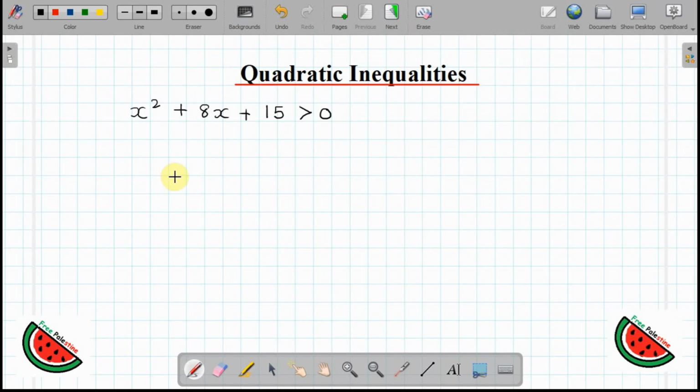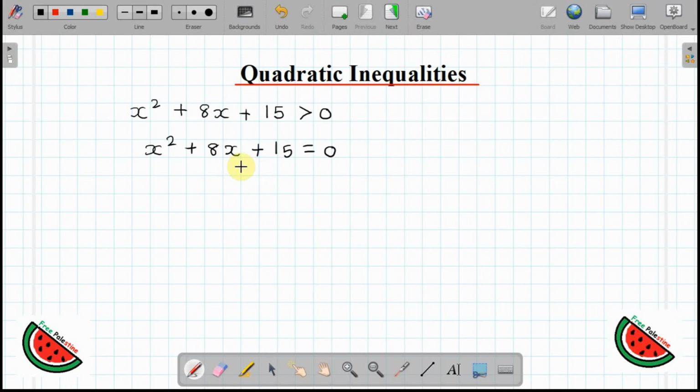Let's get started. So here I've got a quadratic inequality. The first step, the way I solve it, is I write this inequality as if it was an equation. So I would start off by writing this down as x squared plus 8x plus 15 equals 0. Now I would go ahead and solve this quadratic equation.